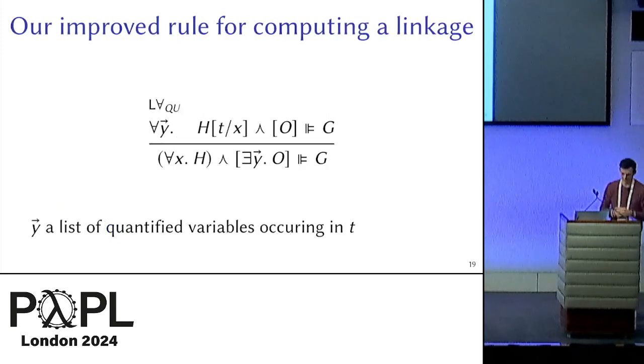So it looks like this. What are we doing here? We have a list of quantified variables y, so we're quantifying, and we have this t, which we're instantiating h with.